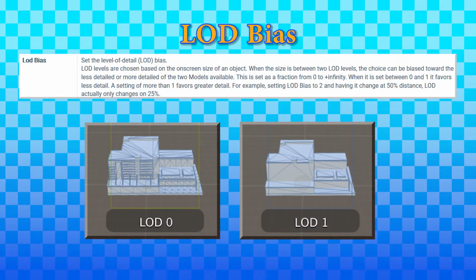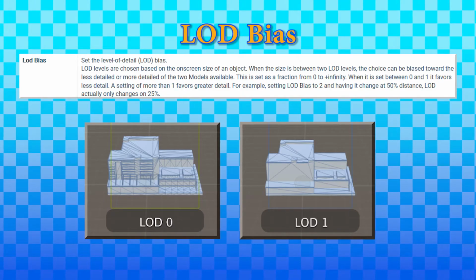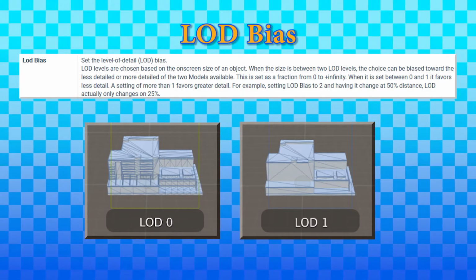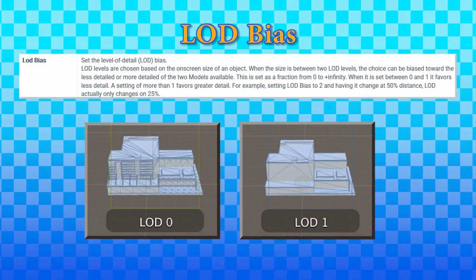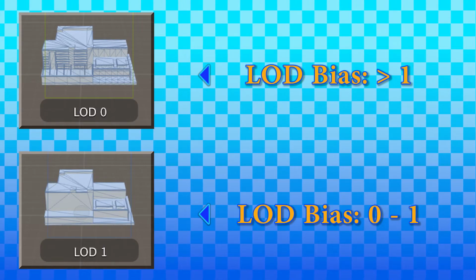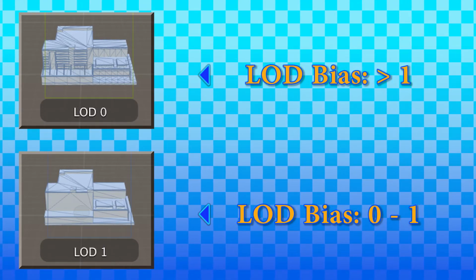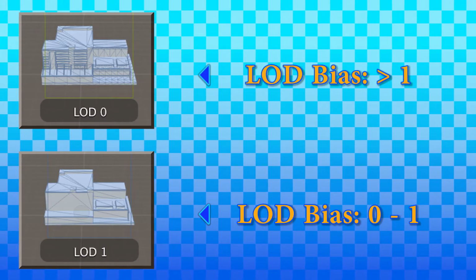Now onto the LOD bias setting. LOD levels are chosen based on the on-screen size of an object or the amount of vertical space the game object takes up in the camera view. When between two LOD levels, the choice can be biased towards the more detailed model or the less detailed model. Bias values between 0 and 1 will favor the less detailed model, while bias values greater than 1 favor the more detailed model. Larger values lead to longer view distances needed before a lower resolution LOD is picked.